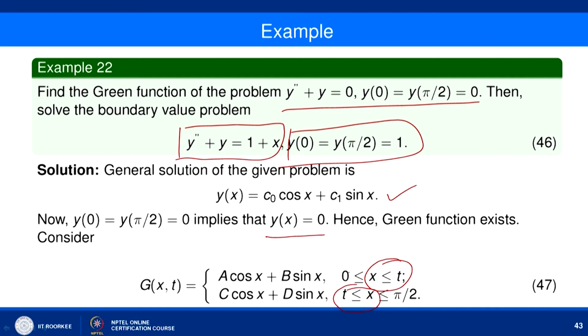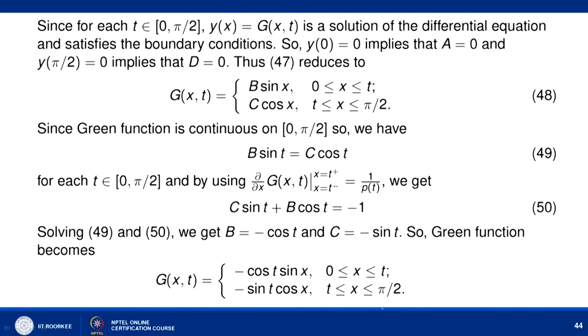First, a cos x plus b sin x must satisfy the boundary condition given at the point x equal to 0, and c cos x plus d sin x must satisfy the boundary condition given at the point x equal to pi/2. We already know that for each t from 0 to pi/2, y(x) equal to G(x,t) is a solution of the differential equation and satisfies the boundary condition. So, y(0) equal to 0 implies that a equal to 0, and y(pi/2) equal to 0 implies that d equal to 0.